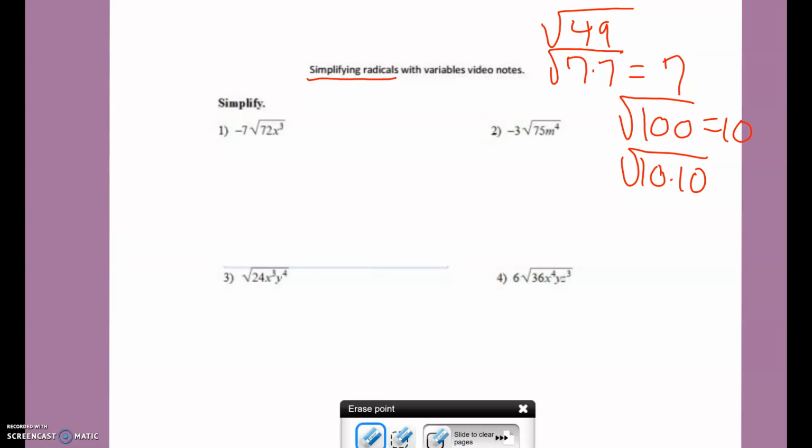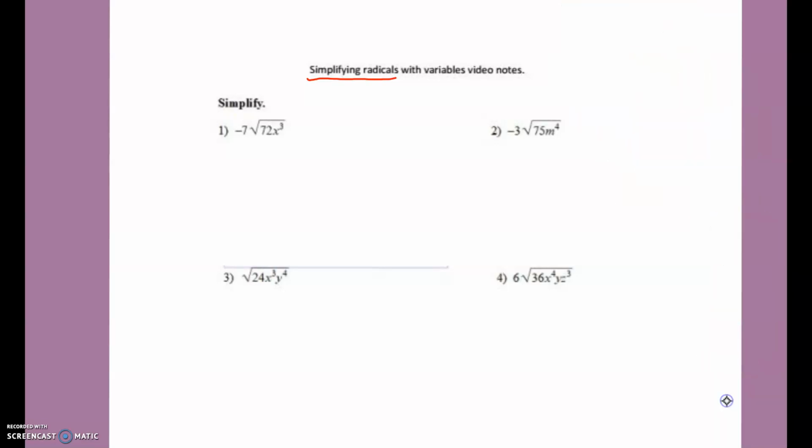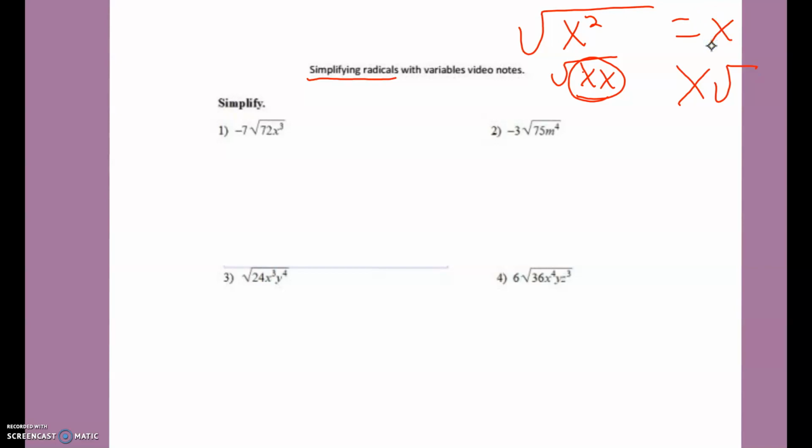Now, if I replaced the number with a variable, all right? So let's talk about x squared. So x squared means there are two x's, right? So anytime you have a group of two, one is going to come out of the radical, okay? Now you'll notice there's nothing left inside because there's a group of two. So the answer to this would just be x.